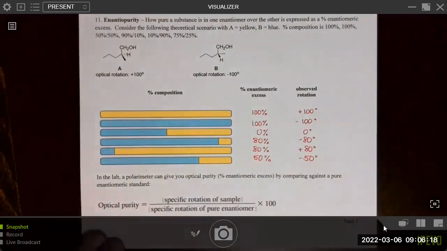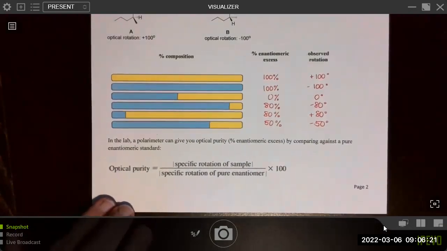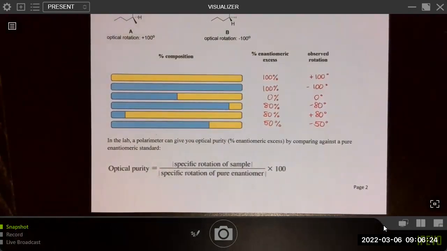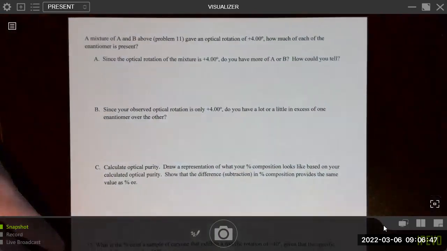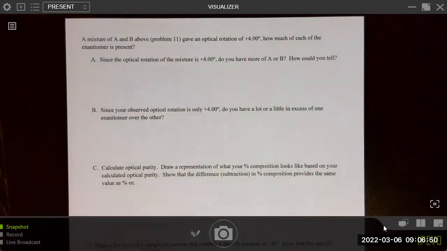Okay, so remember the equation for calculating optical purity or percent enantiomeric excess is the absolute value of the specific rotation of the sample mixture divided by the absolute value of the specific rotation of one of the pure enantiomers times 100%. Let's use that information to answer the next question. It says a mixture of A and B above gave an optical rotation of plus 4.00 degrees. How much of each of the enantiomer is present?